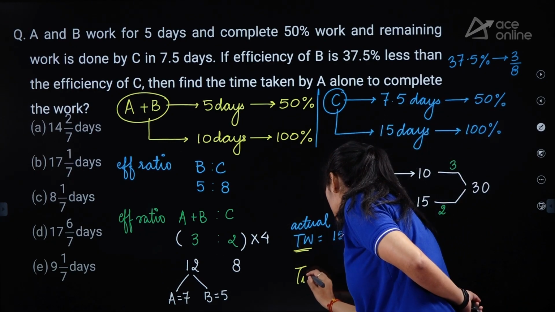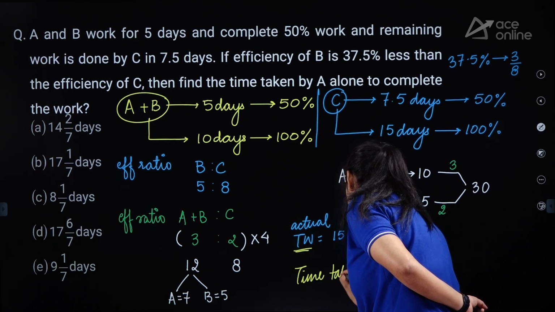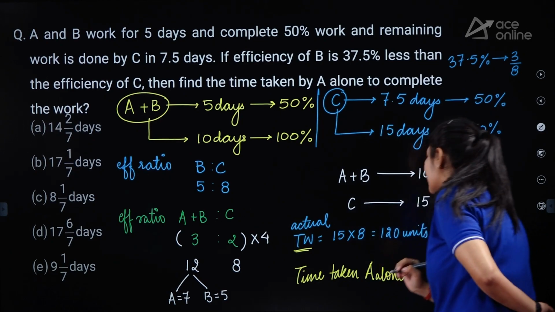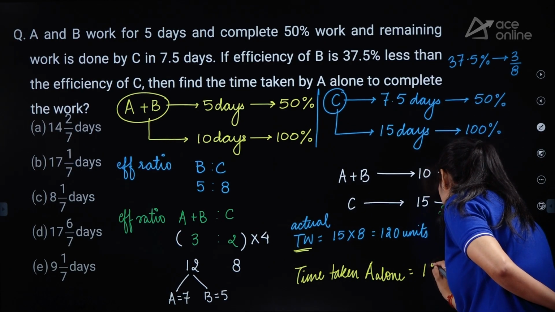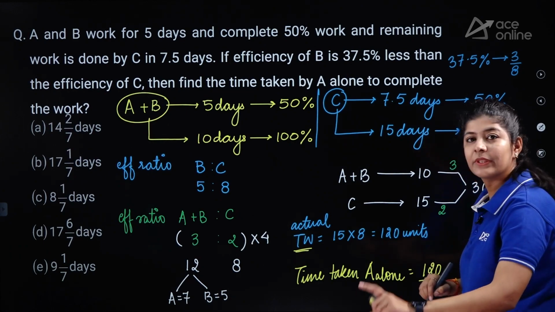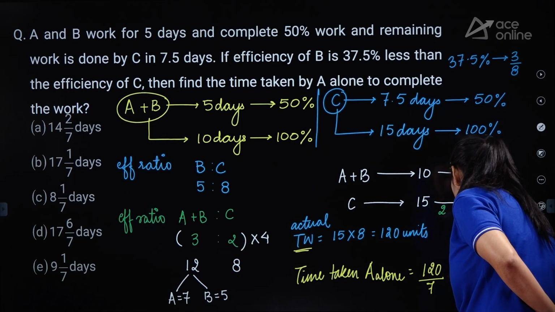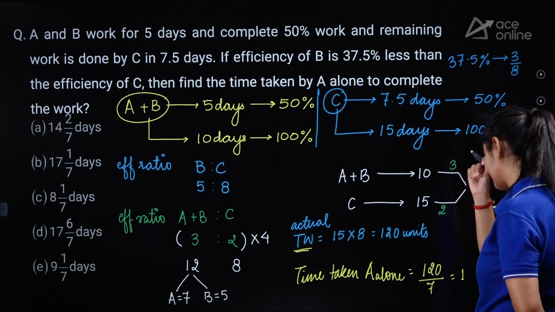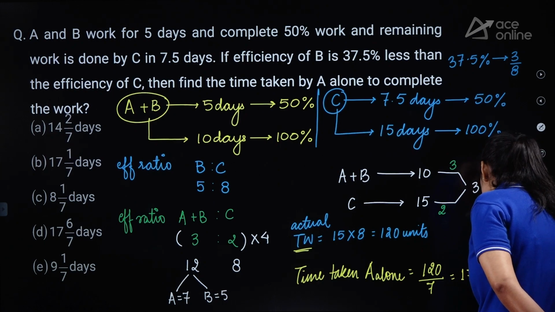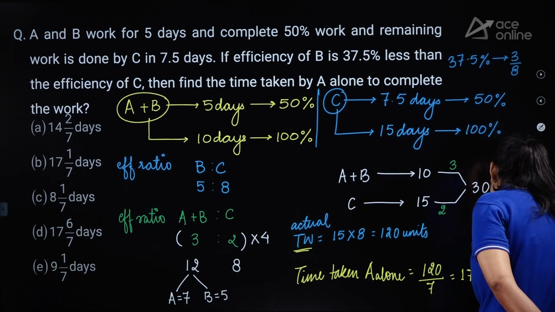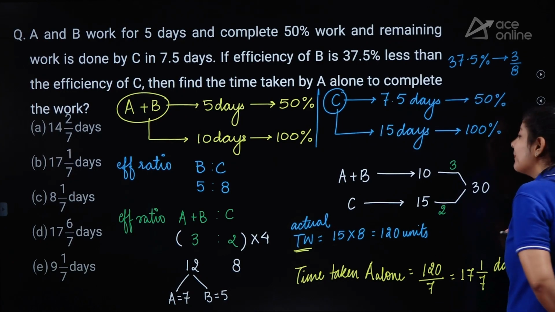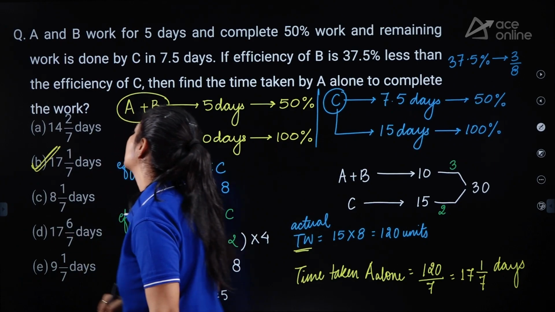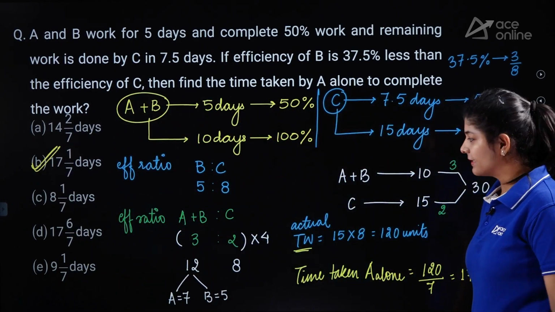So the time taken by A alone is nothing but, he has to complete 120 units with the efficiency of 7. So 7 into 17 is 119, so 1 is remaining, and here we are having 17, 1 by 7 days as the correct answer. Do we have that in our options? Yes, option number B is the correct one.